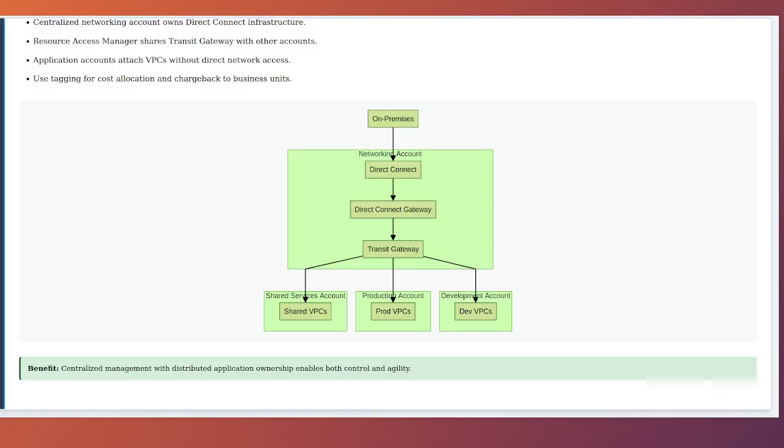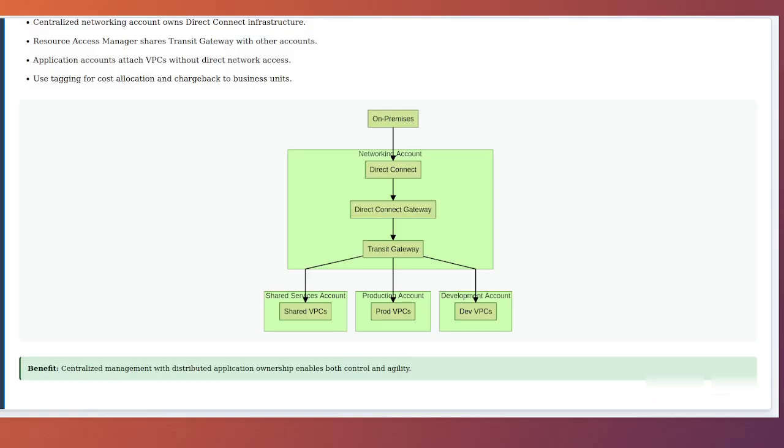However, this pattern has limitations. VPC peering is not transitive, meaning traffic from one application VPC cannot route through the networking VPC to reach another application VPC. Each VPC needs a separate peering connection to communicate. For large numbers of VPCs, the Transit gateway approach is much more scalable.